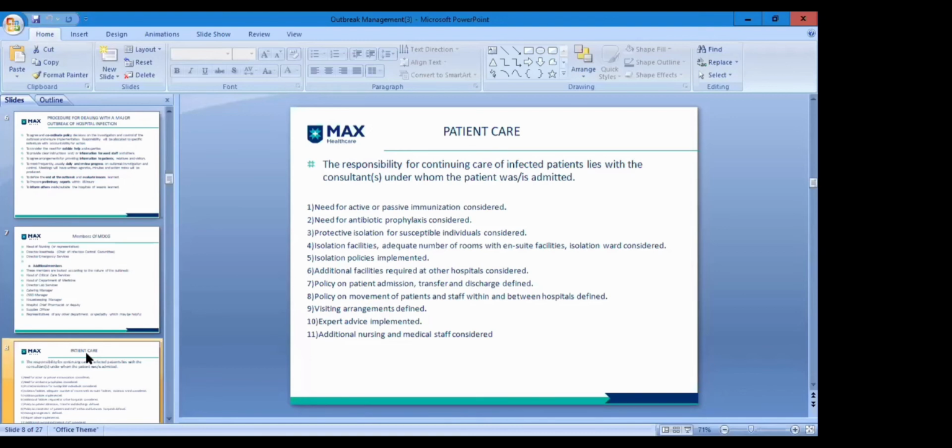We have also defined our visitors in our hospitals. Expert advice implemented: anything which came from the experts, in this case the government policies, would be employed. And when additional nursing or medical staff is considered, when the nursing staff started having infections, additional staffing had to be done. So we also defined that. All this is the responsibility of our hospital: when an outbreak is happening, what things need to be done.